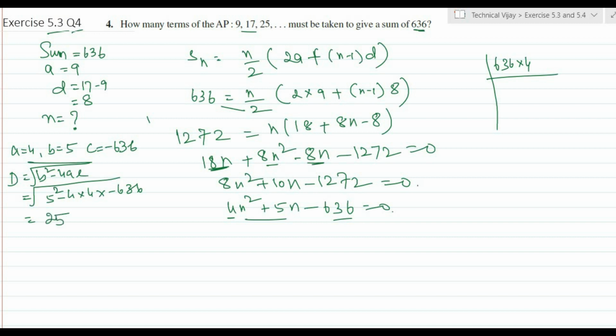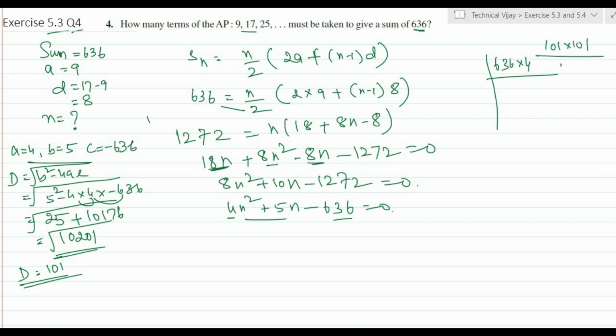So this is 25 minus into minus plus, 4 4s are 16 into 636. So here 10176, plus 25 means 10201. Okay. This is the square root. Okay. 10201. So here the square root of this one, we found that this is 101, because you see 101 into 101 is equal to 10201. You can calculate this one. Okay. N is equal to minus B plus or minus square root of B square minus 4AC, divided by 2A. This is minus 5 plus or minus 101, divided by 2.